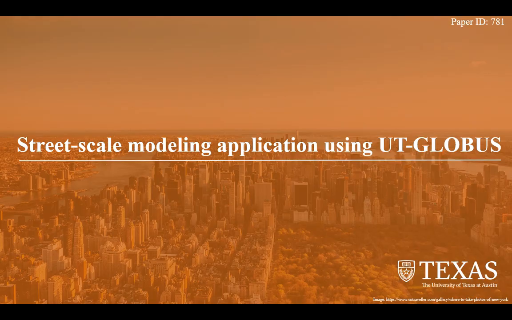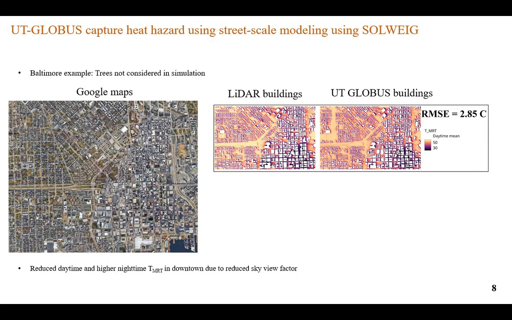Some applications at the street level using UT Globus. So here we just considered the buildings and we're modeling with the model and using SOLWEIG to do that. Here is the mean radiant temperature using the LiDAR, which is the control case, and you have the Globus readings. This is the daytime data, with good agreement, especially in the downtown area where you have taller buildings that cast shade, which means that the mean radiant temperature is lower.